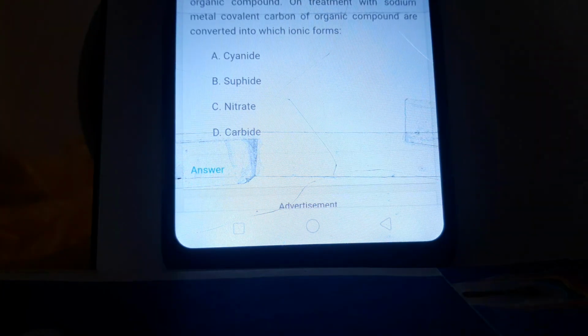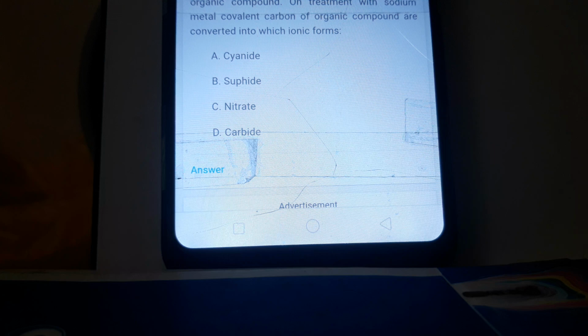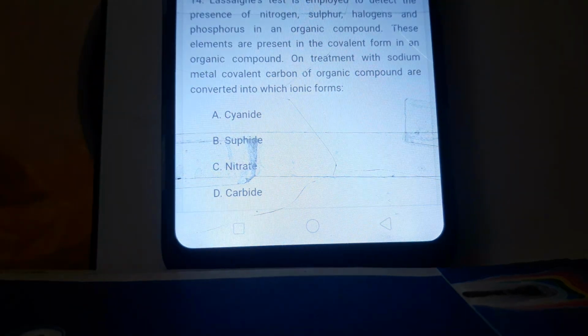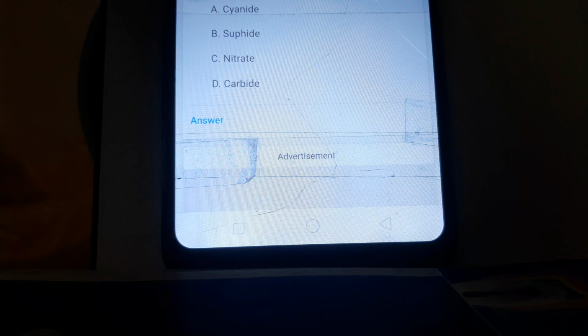14. The question is, Lassaigne's test is employed to detect the presence of nitrogen, sulfur, halogens, and phosphorus in an organic compound. These elements are present in the covalent form in an organic compound. On treatment with sodium metal, covalent carbon of the organic compound is converted into which ionic form? Cyanide, sulfide, nitrate, or carbide?